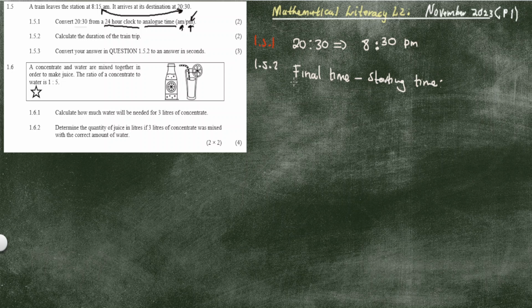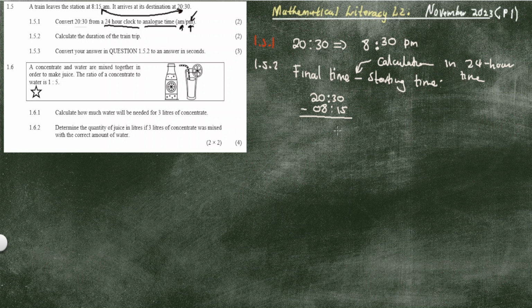So how do we do that? So what's the final time, the arrival time? It's actually 20:30. Remember what I said initially is that you need to do calculations in 24-hour time. So it's going to be the 20:30, which is the final time, minus the starting time, which is 8:15. So changing the 8:15 a.m., which is in the analog time, to the 24-hour time, it's actually 8:15. So it's going to be the same.